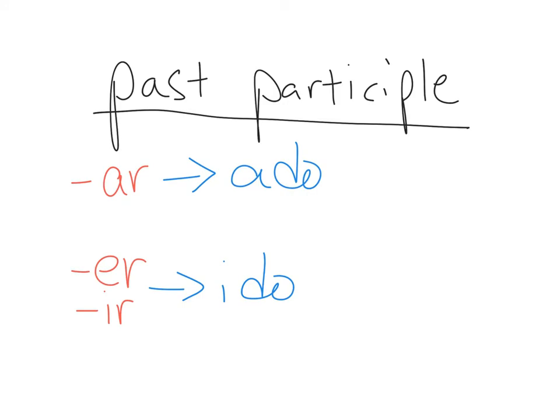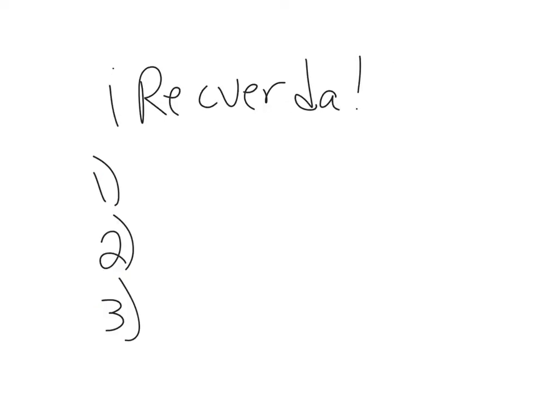And then the second part of the pluperfect is the past participle. So for AR verbs, we add ado. For ER and IR verbs, we add ido to the stem of the verbs. There's a few things to remember.